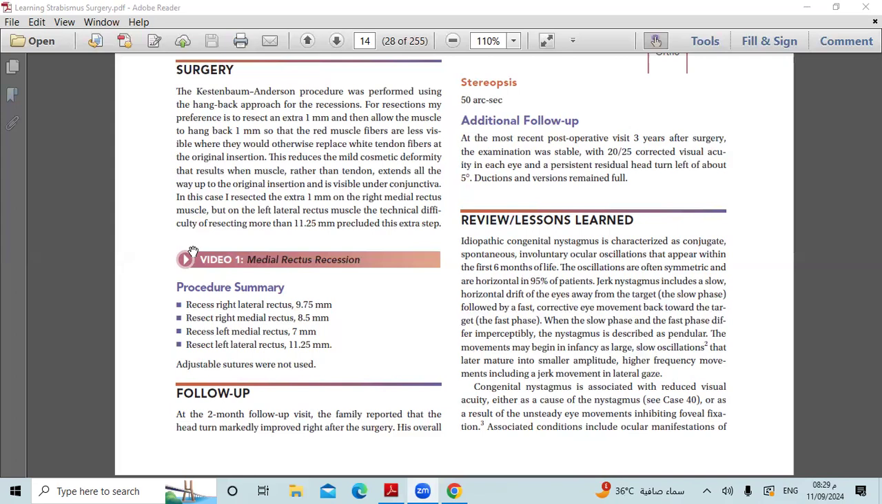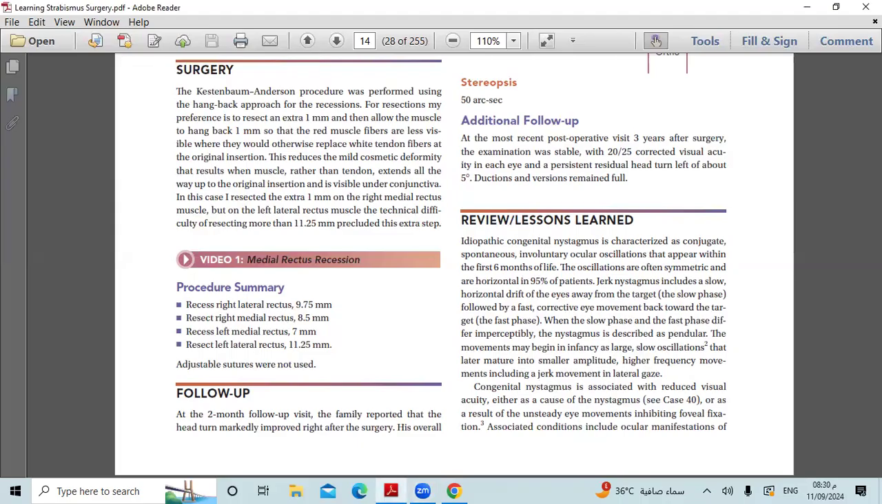The movements may begin in infancy as large, slow oscillations that later mature into smaller amplitude, higher frequency movements, including a jerk movement in lateral gaze. Congenital nystagmus is associated with reduced visual acuity, either as a cause of nystagmus, see case 40, or as a result of unsteady eye movements inhibiting foveal fixation.